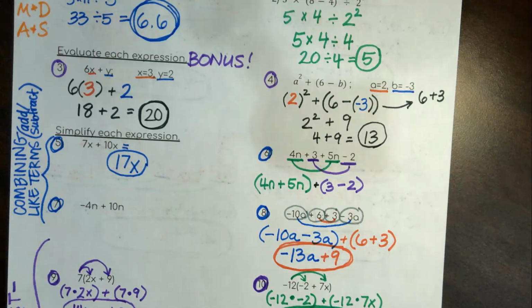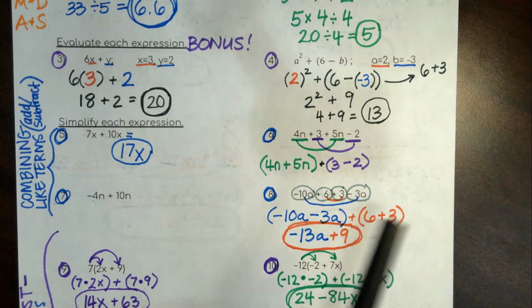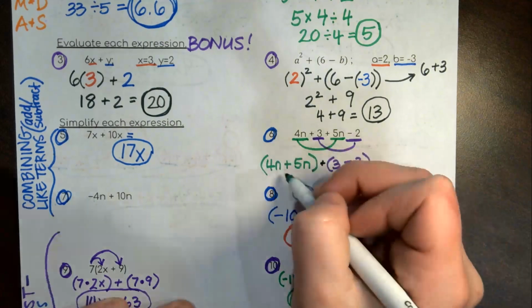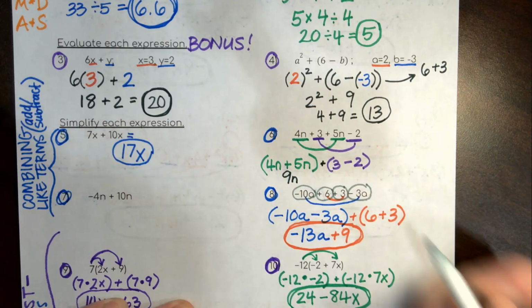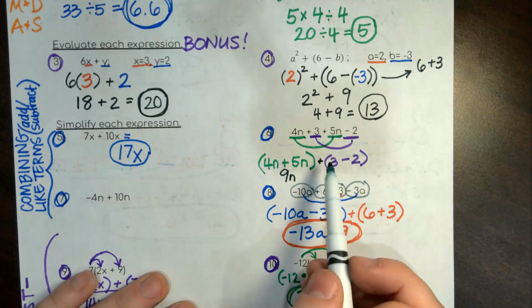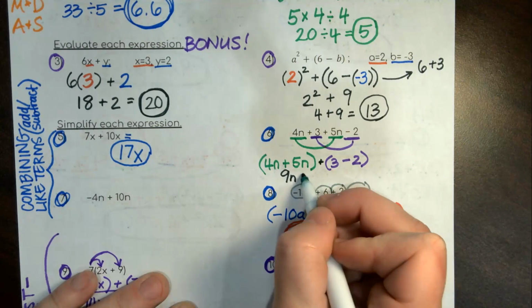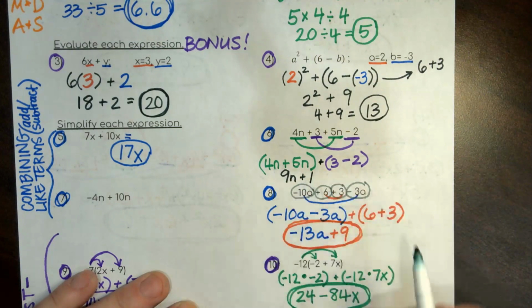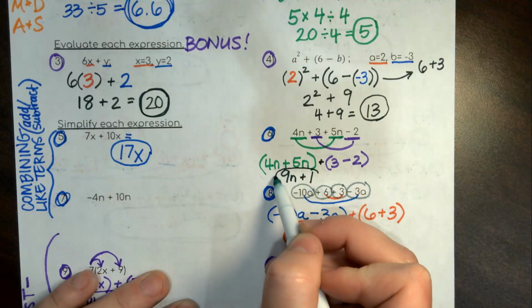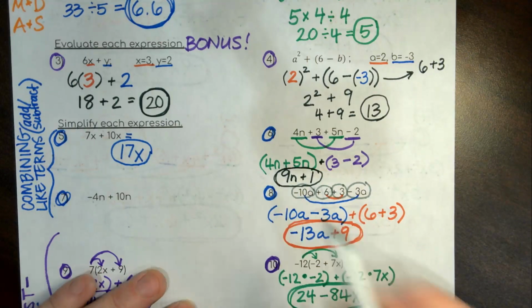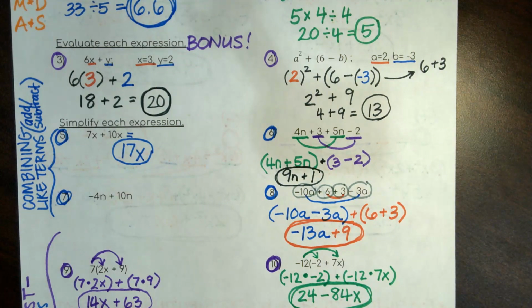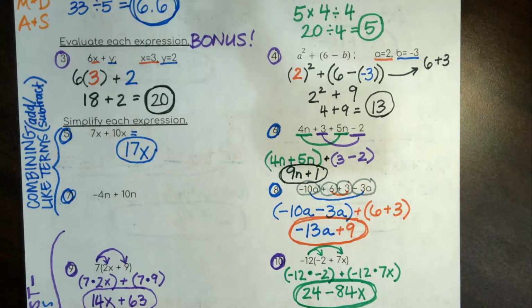So now all we need to do is solve the 2 problems that we created in parentheses. What is 4n plus 5n? 9n. And then what is 3 minus 2? 1. So I'm going to bring down that plus, and because it is a positive 1, we can keep it. We get 9n plus 1. And we circle it. That's your answer. Any questions on 6?